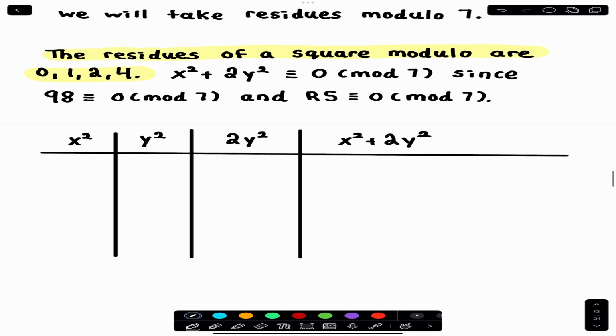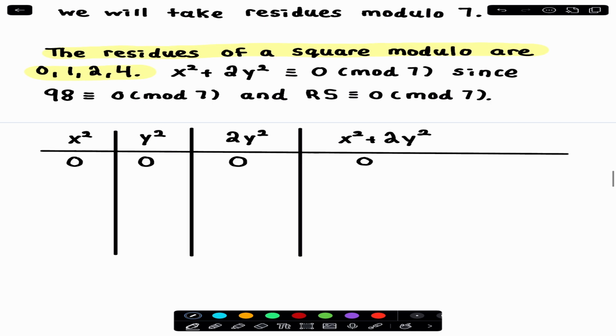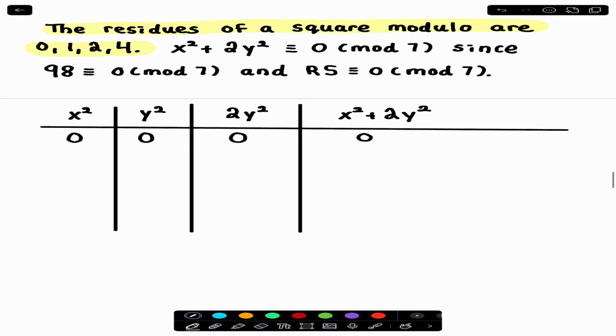If, let's say, x squared is congruent to 0 and y squared is congruent to 0, then 2y squared is congruent to 0 mod 7, and x squared plus 2y squared is congruent to 0 mod 7. Now we can try any other combination and we'll find it will not work.